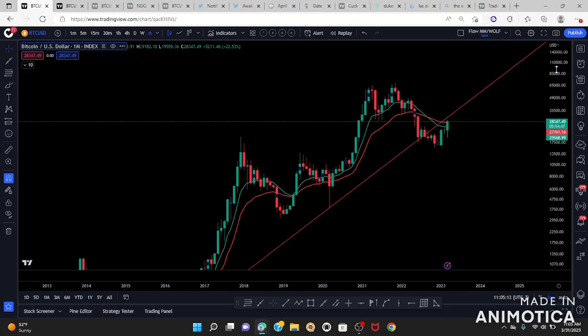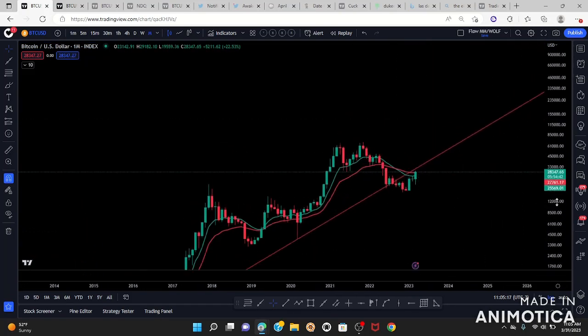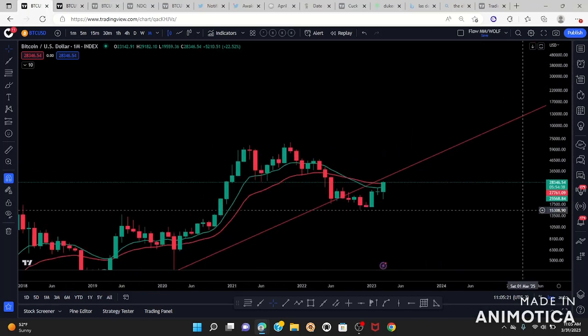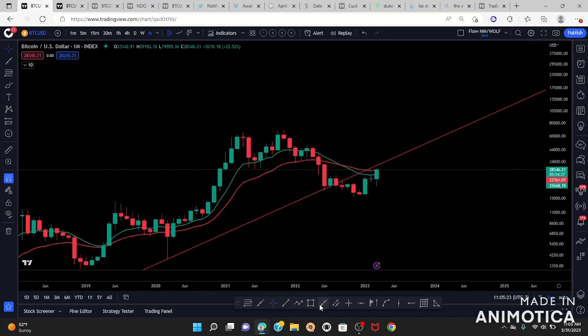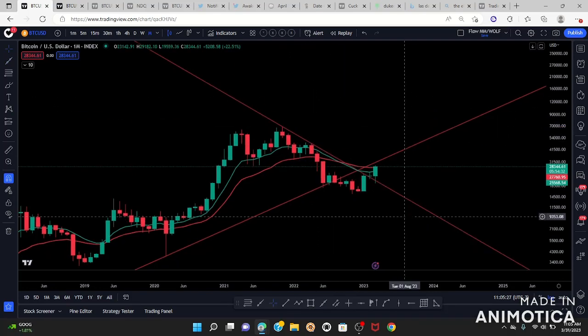And just visualizing this, it looks like we broke down from our support and we are retesting that support. So something to be concerned about, or be aware of, I should say. So now we do one touch, two touches here.